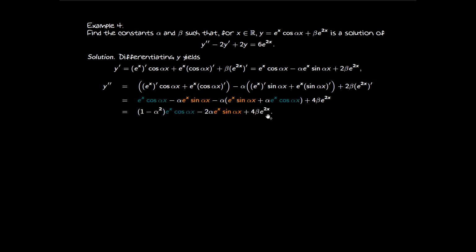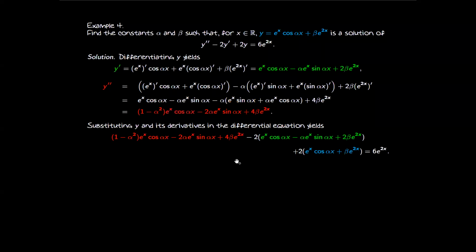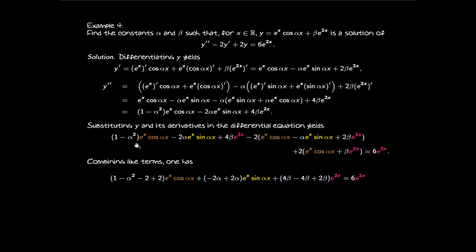Okay, now for this expression, we're going to have 3 different types of functions. Namely, we have e to the x times cosine, we have e to the x times sine, and then we have e to the 2x. So we can combine the like terms. Now we can plug the y and its derivatives into the equation. And once again, we have a lot of like terms here, which can be combined. So once again, we get e to the x times cosine, e to the x times sine, and then e to the 2x. So we combine the like terms and we can simplify.